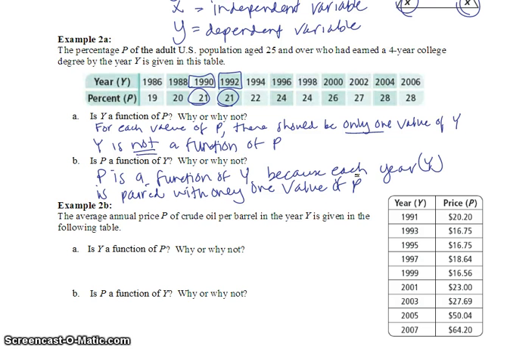Let's do another example on that. Thinking about functions can be a little confusing. So example 2b. The average annual price P of crude oil per barrel in the year Y is given in the following table. So that's this table over here. Is Y a function of P, Y or Y not? Well, if we look at the table, Y is not a function of P because if you see P at $16.75, that same input has two different outputs. So Y cannot be a function of P.